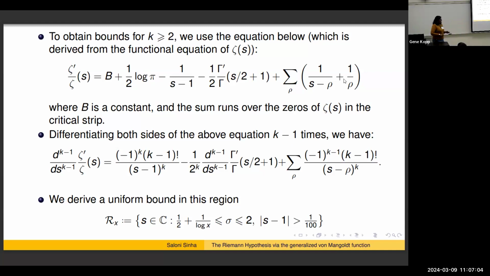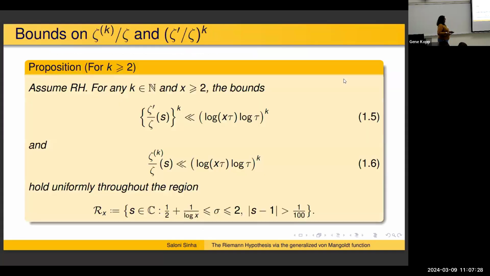We do this by getting estimates for the kth derivative of zeta over zeta, or zeta prime over zeta to the power k. We use the functional equation. We get this expression using the functional equation, and we just bound the terms involved here. I'm not going to go into details, but these are the estimates we get. And they hold throughout this region, and this region is within the contour. So we are all good.